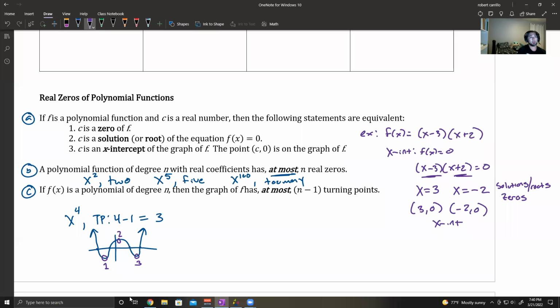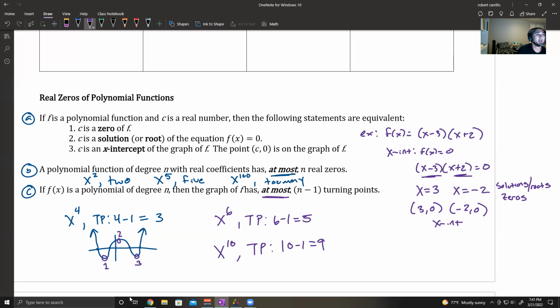That's it. So let's say I had x to the 6. How many turning points would I have? 5. Good. 5 turning points. All right, one more example. Let's say it was x to the 10th, how many turning points would I have? 9. Cool. And that just tells you how many times the graph changes direction. And just like definition B, definition C also has those words, "at most." Because again, let's say you ended up with an imaginary x-intercept. This means you would have an imaginary turning point, which means they wouldn't exist on the graph. So that's why it says "at most."